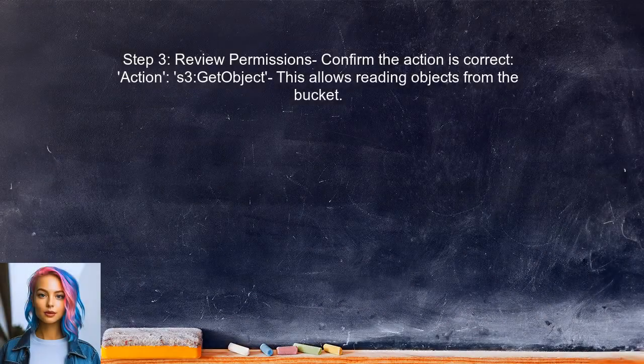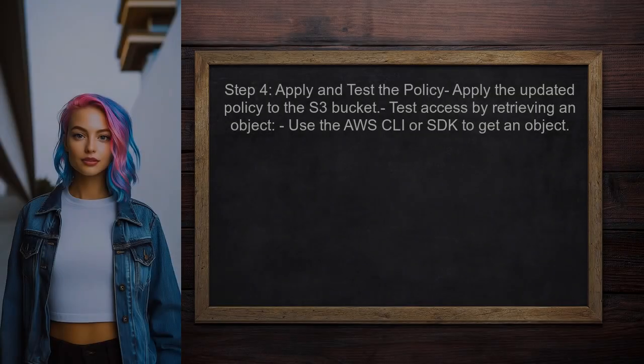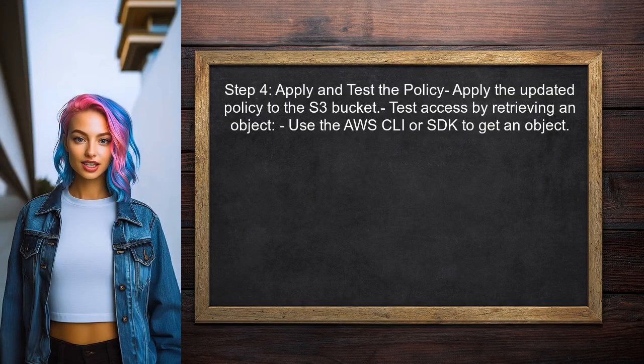After updating the resource ARN, the user should review the permissions granted in the policy. Ensure that the action specified, which is S3 getObject, is appropriate for the intended access. Finally, the user should apply the updated policy to the S3 bucket and test the access. This can be done by attempting to retrieve an object from the bucket to confirm that the policy is now functioning correctly.